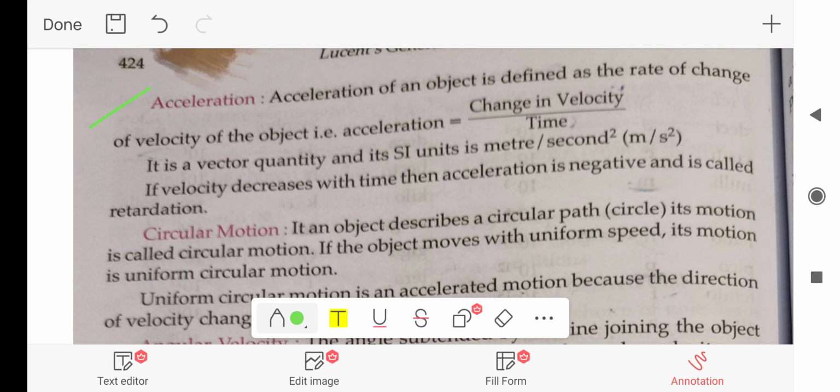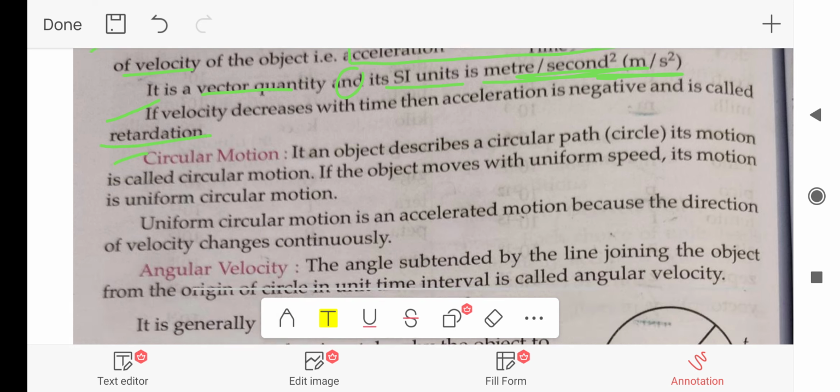Acceleration. Acceleration of an object is defined as the rate of change of velocity of the object. That is, acceleration is equal to change in velocity upon time. It is a vector quantity and its SI unit is meter per second square. If velocity decreases with time, then acceleration is negative and is called retardation.